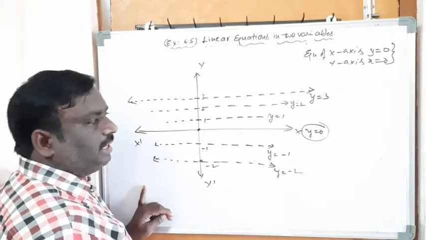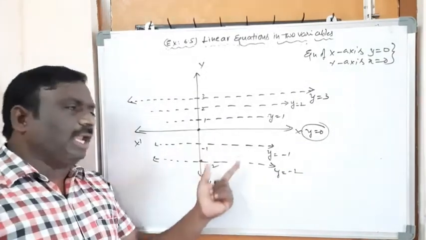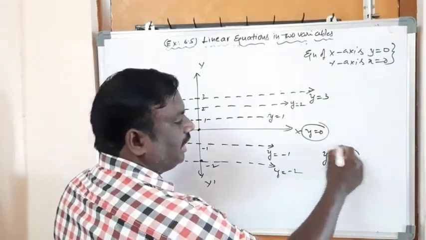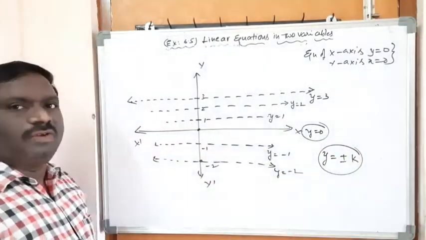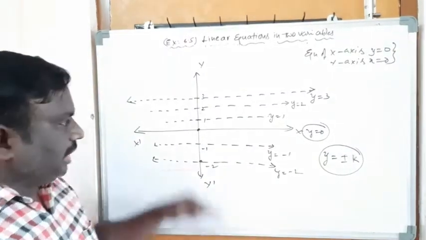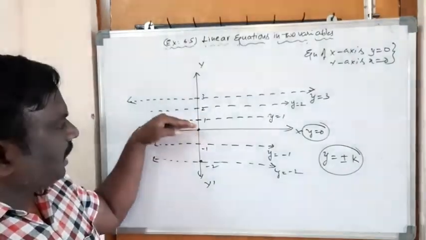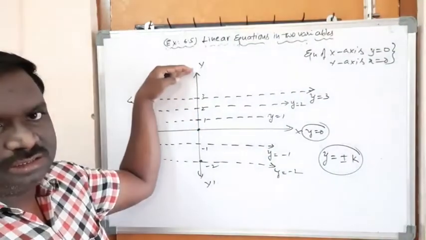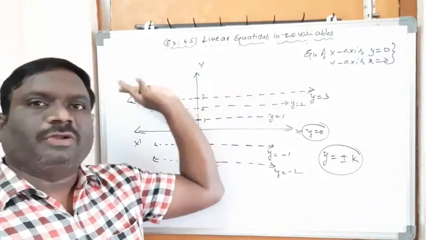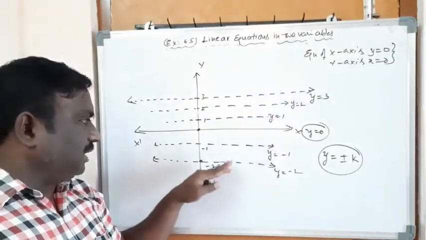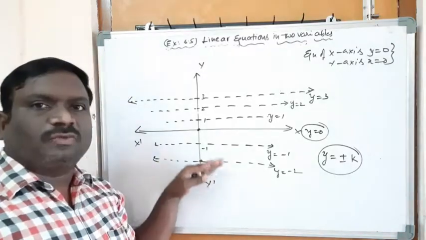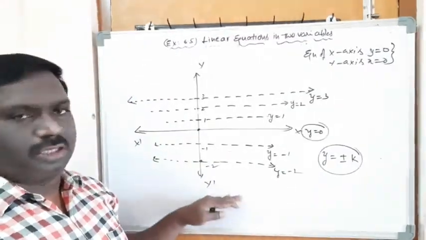So simply we can say that the equation of a line which is parallel to the x-axis is y equal to plus or minus k. That means from the x-axis, how many units distance? 3 units distance, y equal to 3. 4 units distance, y equal to 4. 10 units distance, y equal to 10. Minus 1 unit distance, that is y equal to minus 1. Minus 10 units means y equal to minus 10. Like that we have to take.